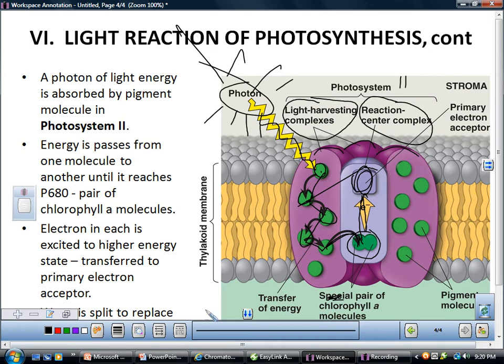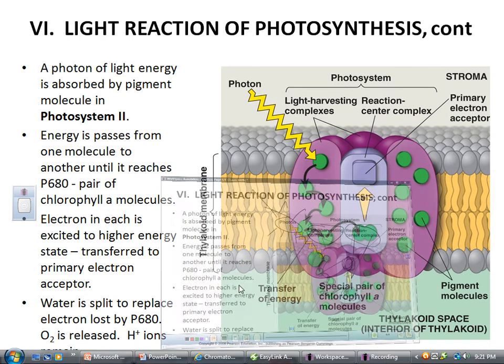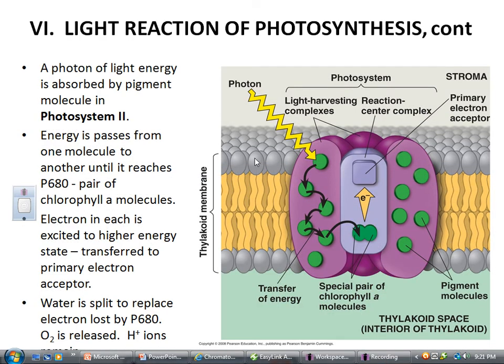Okay, now, in this same process, we are also going to split some water. To replace the electrons that P680 passes up, we're also going to use our water right here. So water split will then replace the electron lost by P680 because the electron goes up. So we have light providing some energy source, and we have the splitting of water providing another energy source, and that's also where we get some hydrogen ions.